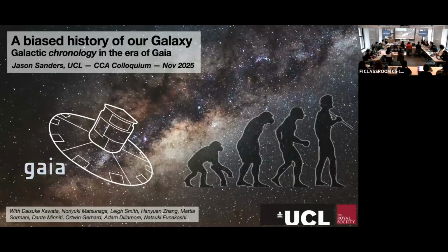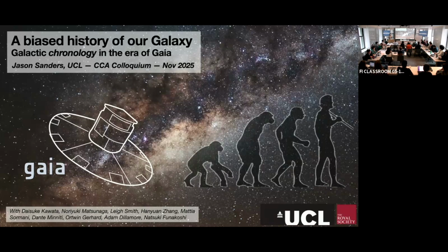And my talk today is going to be on a biased history of our galaxy. And really, this is a story of how we can build up a timeline of an individual galaxy, that is our galaxy, the Milky Way. In particular, in the era of Gaia, so Gaia plus other complementary data sets. And I suppose the title is maybe a little bit cheeky.